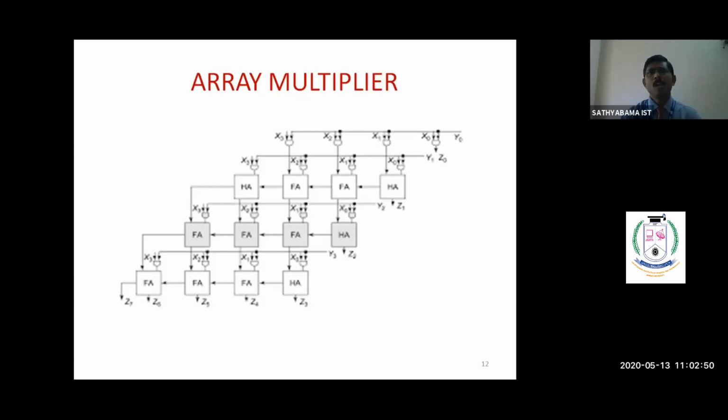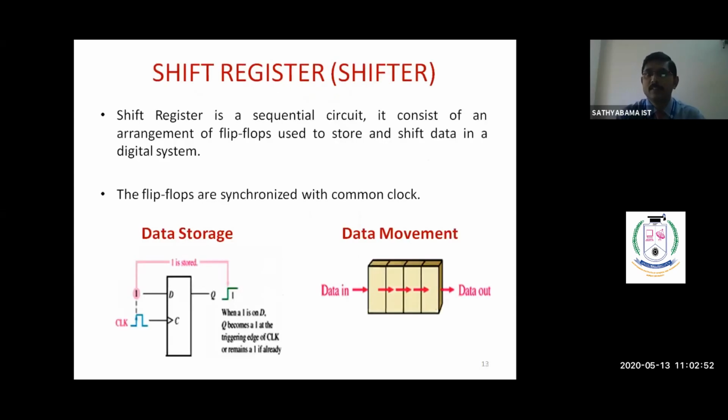Fine. Next, we are going to move to shifters or shift registers. A shift register is a sequential circuit. It is a cascading of D flip-flops, and we are giving the synchronized clock signal to all the D flip-flops. So here the main component for this shift register is a D flip-flop.